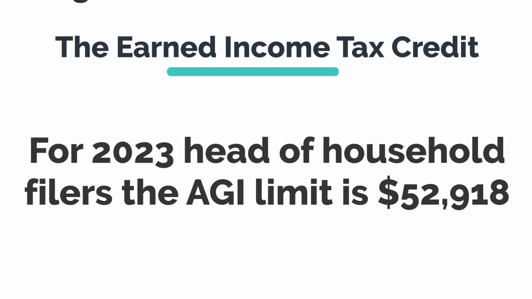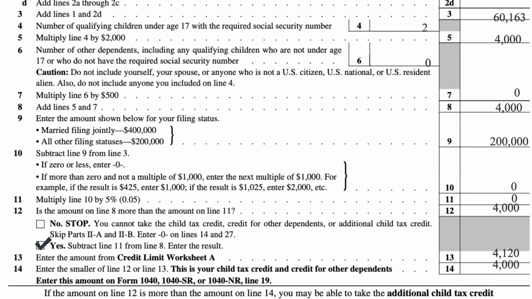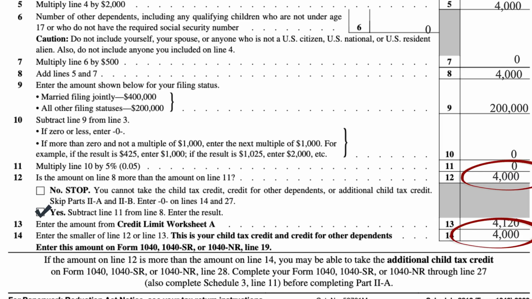Line 28 is for the additional child tax credit from Schedule 8812. Going back to Schedule 8812, we see that an additional tax credit can be taken if line 12 of the schedule is more than line 14. Looking back at her Schedule 8812, we see that line 12 is less than line 14, so she doesn't qualify for any additional tax credit.